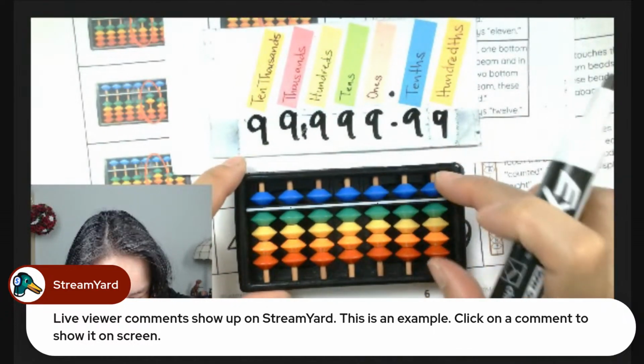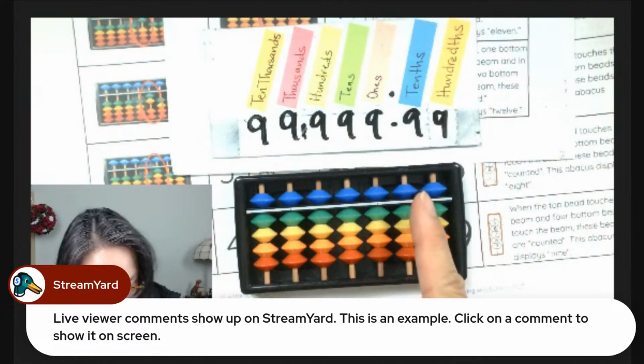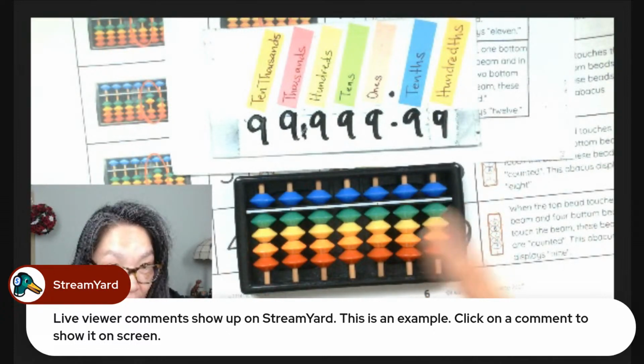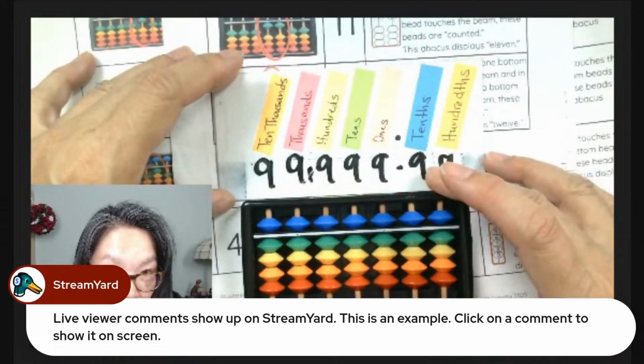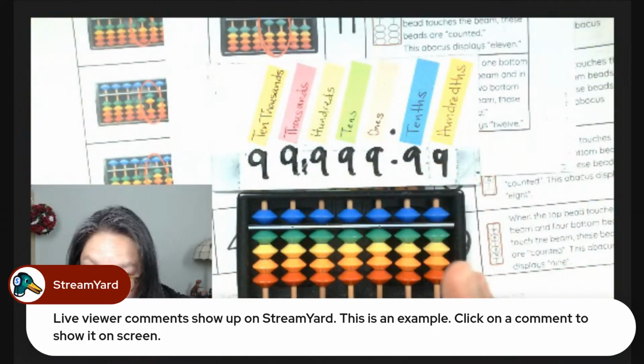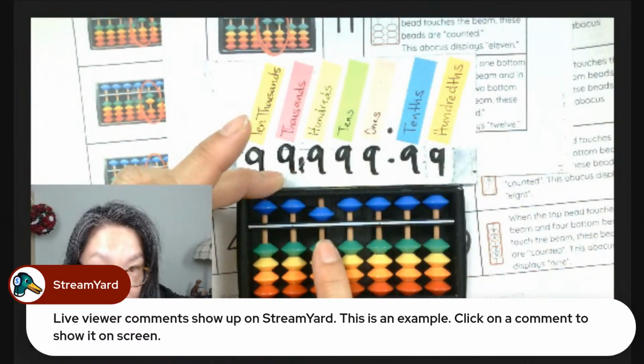So every bead, every column is being counted. We have our ones, our tens, our hundreds, our thousands, our 10,000s, and then we have our tenths, and then we have our hundredths. So on the abacus, we also provide a place value. It's easy to read. So even if I did this, I know this is 500. I know this is 500 because why?